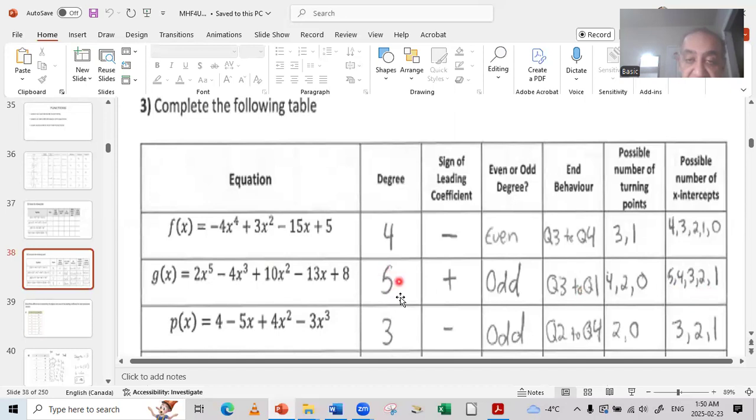So for the odd degree, we have 5, 4, 3, 2, 1, but there is no 0. The meaning of this is that it must cut the x-axis. But 0 here means it might intersect the x-axis, or it might not, like I showed you.